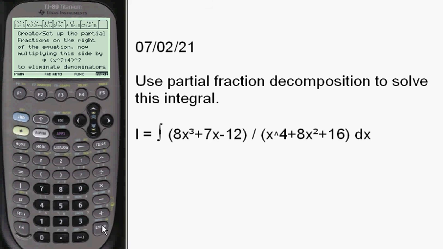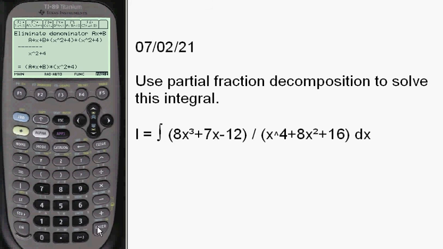So we have x squared plus 4, the quantity squared, times ax plus b over x squared plus 4, plus cx plus d over x squared plus 4 squared. When you do these factors here, if there's a square here, you have to put a plus b. If there's a square here, you have to put plus d. Otherwise you wouldn't. You'd just put ax, or cx.